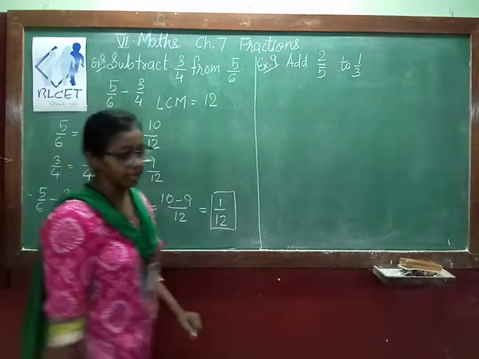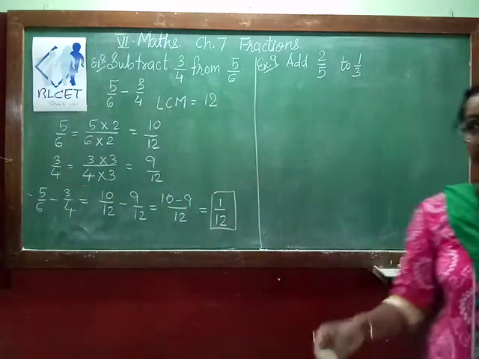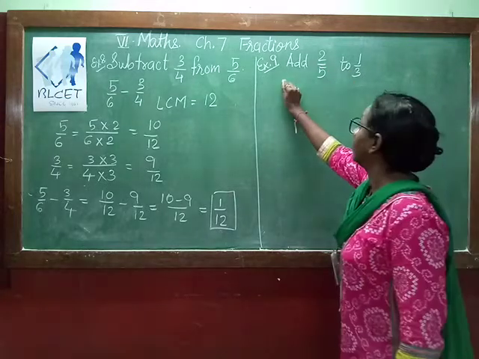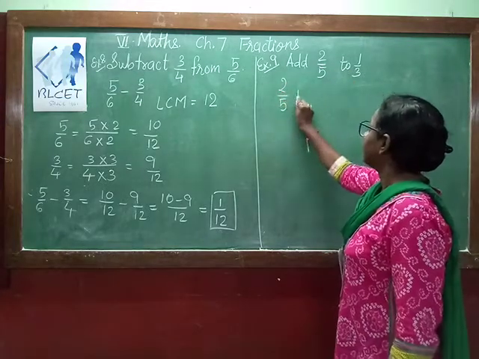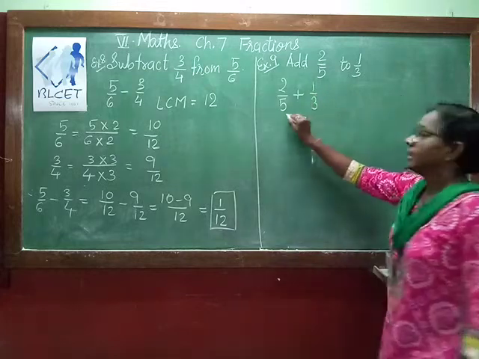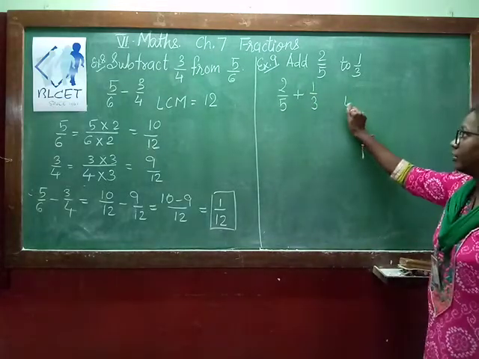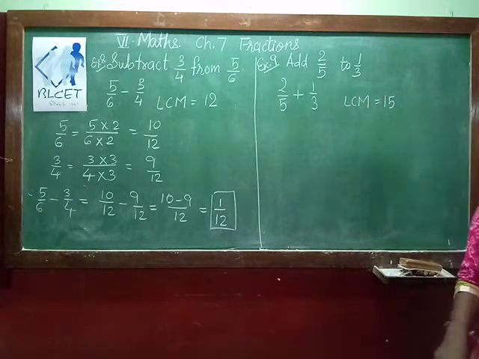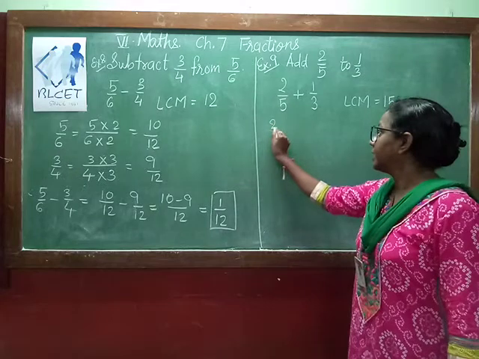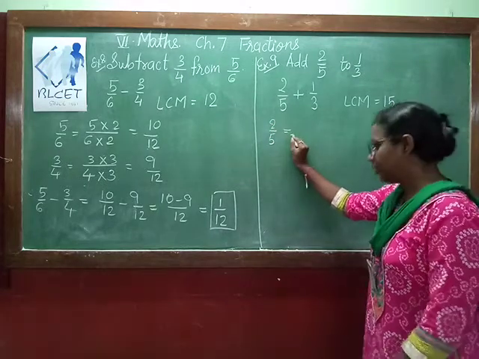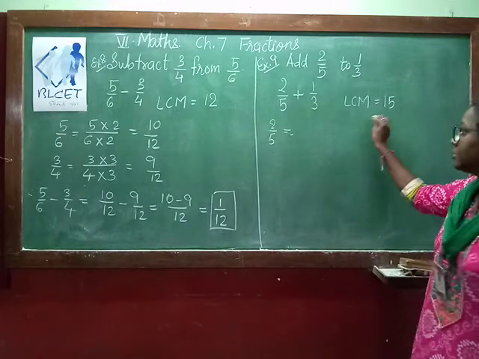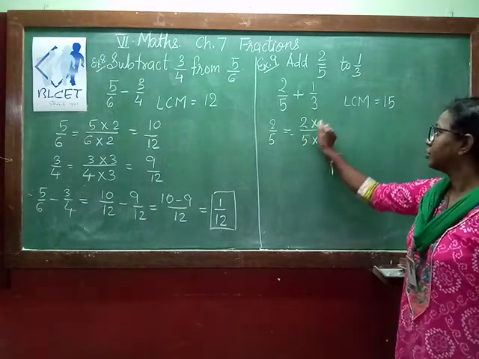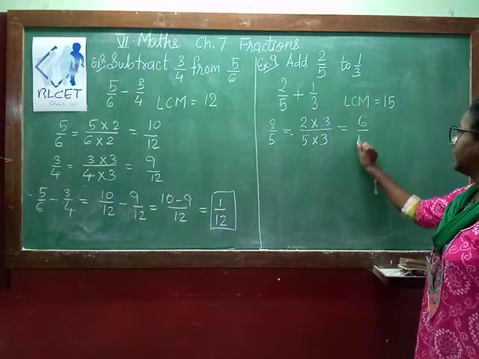Move on to the ninth question. Here we will do the addition. So add 2 by 5 to 1 by 3. So what we have to do? 2 by 5 plus 1 by 3. Here also we have to find the LCM. We know the LCM of 5 and 3 is what? 15. So now we want to find the equivalent fraction of 2 by 5 in which the denominator is 15. So by which number we have to multiply? 3. So 3 2s are 6, 3 5s are 15.